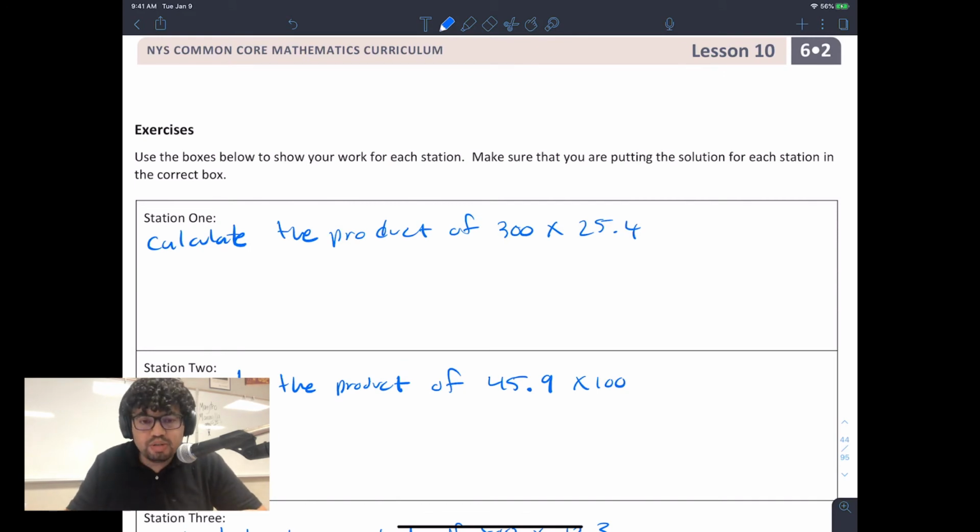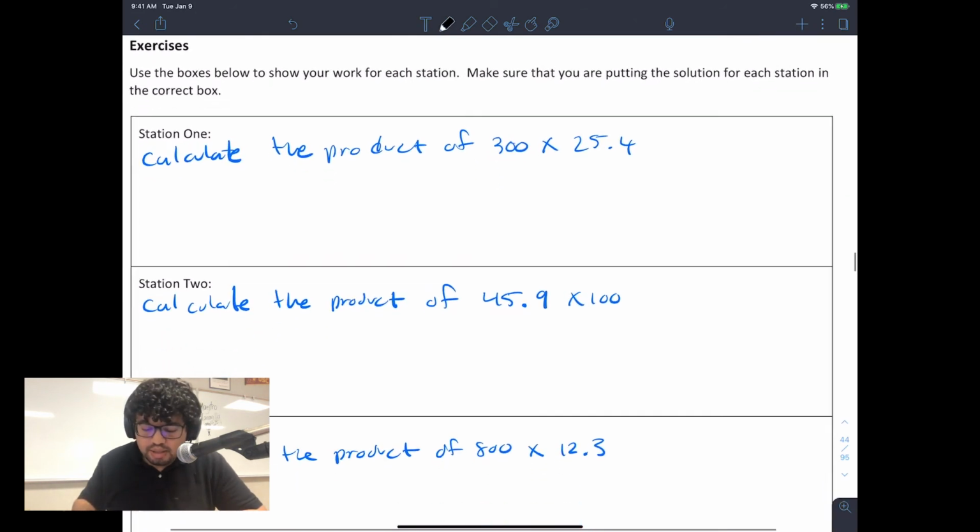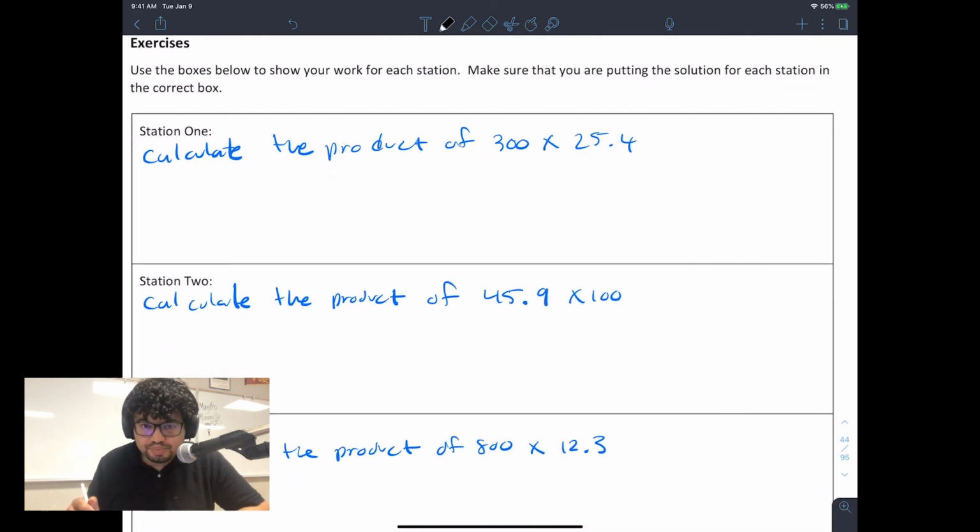Okay, so now let's work on the exercises. You're going to work on them with partners. Follow the instructions from your teacher to do this. Okay, so I've written some sample problems here to work with. The first sample problem is: calculate the product of 300 times 25.4. First of all, the word product means the answer to a multiplication problem.